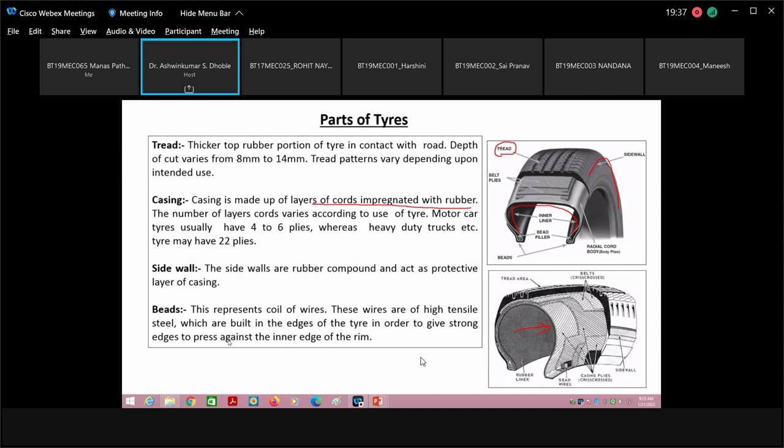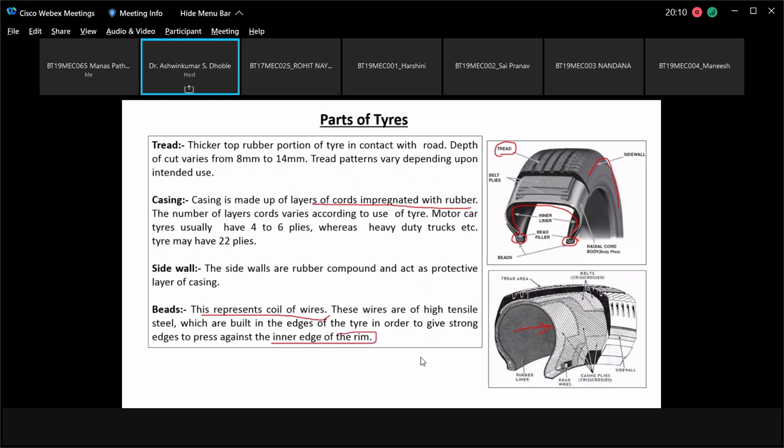Then coming to the beads. So beads, this is the portion of the bead. The bead is basically a metal wire which is in contact with the wheel rim. So this represents the coil of wires, the metal part. These wires are of high tensile steel, which are built in the edges of the tire in order to give strong edges to press against the inner edge of the rim.